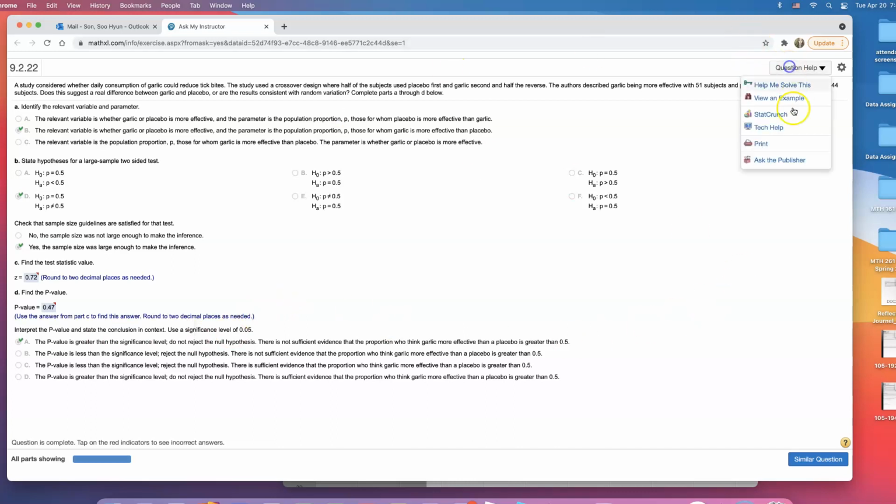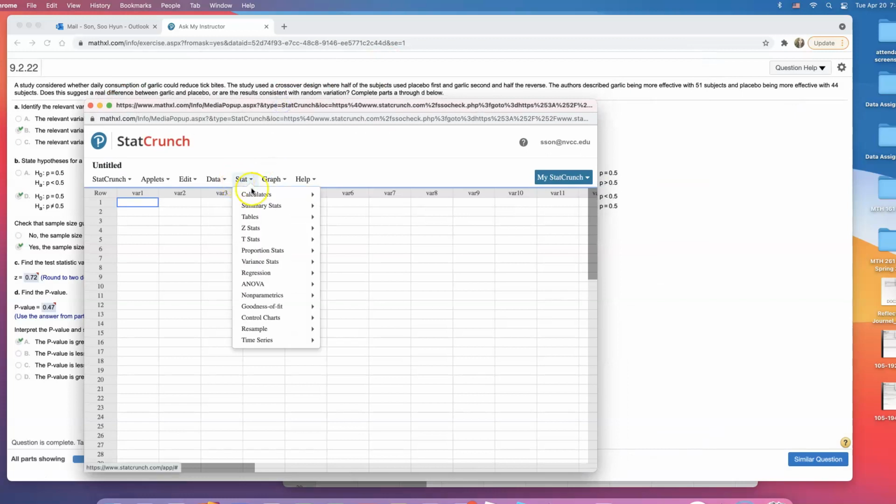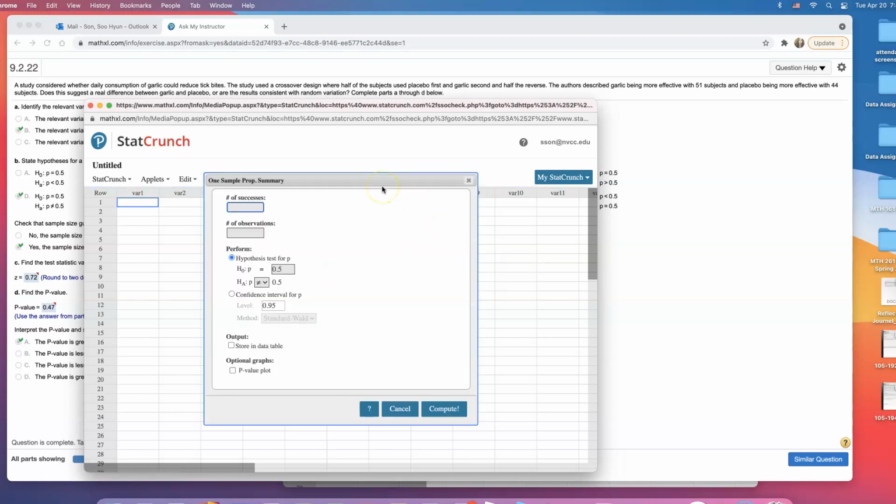So just to go back one more time, you will go to Stat, Proportion Stat, because we're talking about the proportion of people who said garlic was more effective. One sample with summary. They did make it sound like a two sample problem, they did. But what we are interested in is the proportion of people who found garlic to be more effective. And the reason I entered 95 for the number of observations is because there were 95 subjects in total, and 51 of them said garlic was more effective.